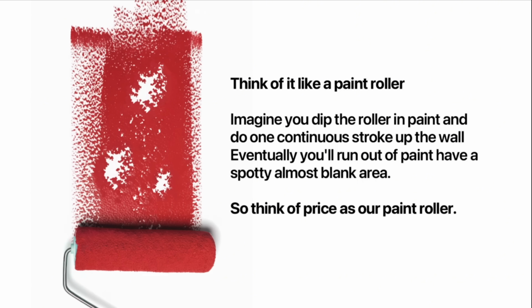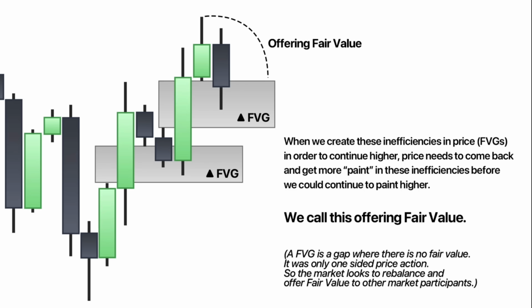So think of price as our paint roller. And think about the retracement into these inefficiencies as the act of grabbing that paint roller, dipping it in a bucket of paint to then continue painting up that same wall. When we displace and expand, we create these inefficiencies in price, the fair value gaps. But in order to continue higher, price needs to come back and get more paint in these inefficiencies before we can continue to paint higher.